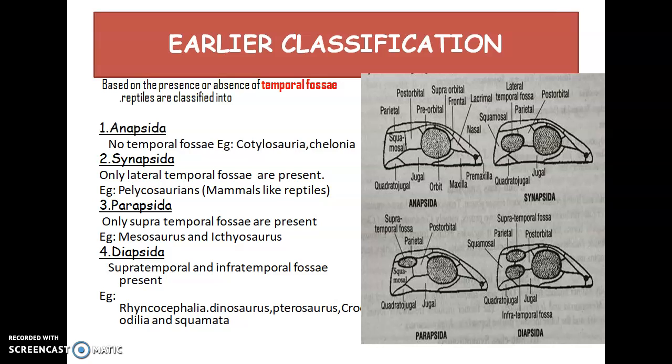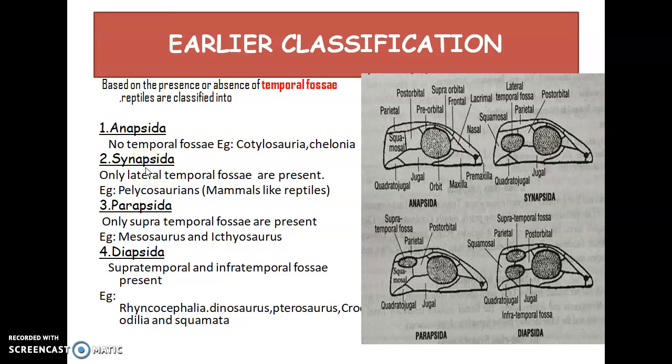Anapsida, as the name indicates, does not have any kind of temporal fossae. Here you can see the skull of Anapsidans. Here there are no temporal fossae present. This is called Anapsida. They include 2 different kinds of examples, Cotylosauria and Chelonia, that is turtles and tortoises, and Cotylosauria is one of the extinct reptiles. These kinds of reptiles generally come under Anapsida.